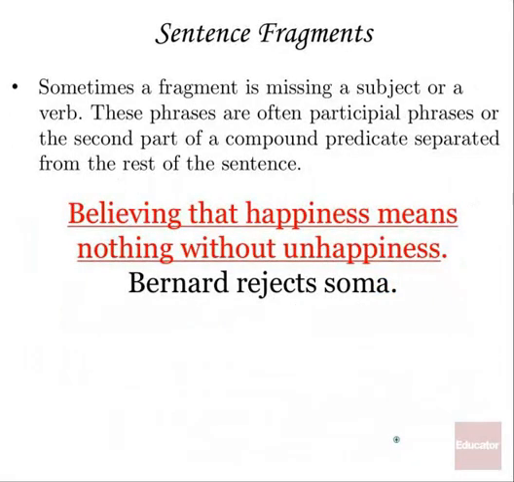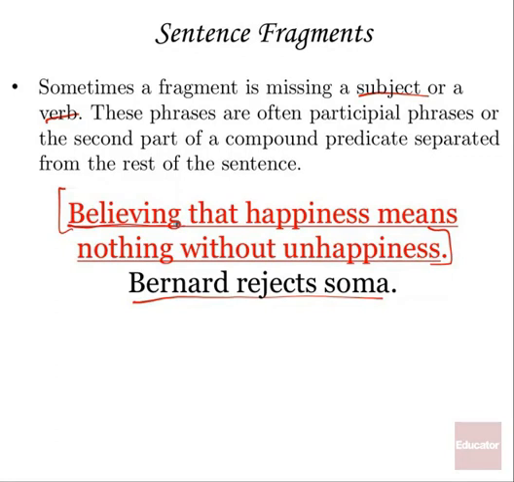All right, well, that's not the only kind of fragment. Sometimes a fragment is missing either a subject or a verb. These phrases are often participial phrases, or the second part of a compound predicate separated from the rest of the sentence. And again, it's a part of the sentence that stuck out and broke off. Believing that happiness means nothing without unhappiness. Bernard rejects soma. Well, Bernard rejects soma is a perfectly good sentence all by itself, but what's this believing that happiness means nothing without unhappiness?